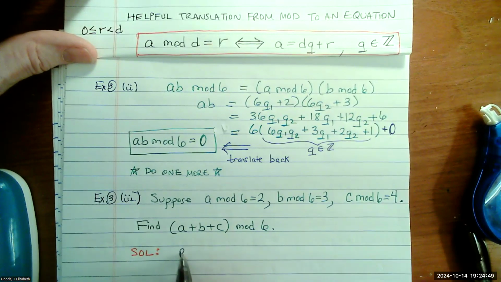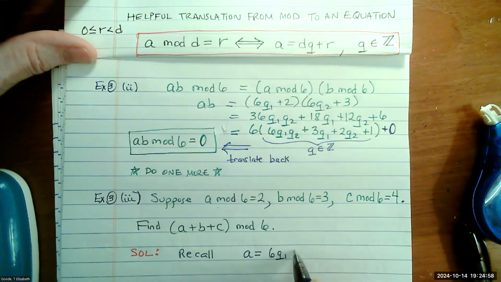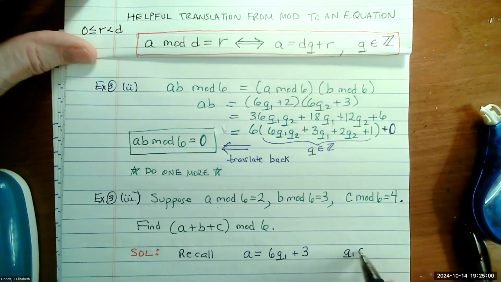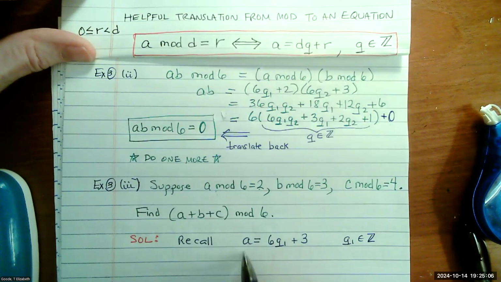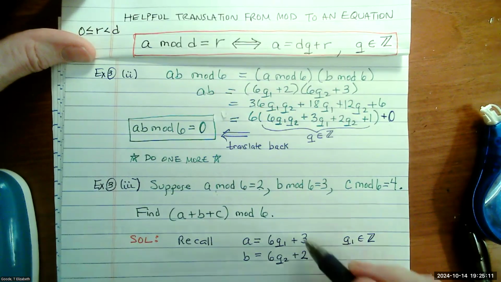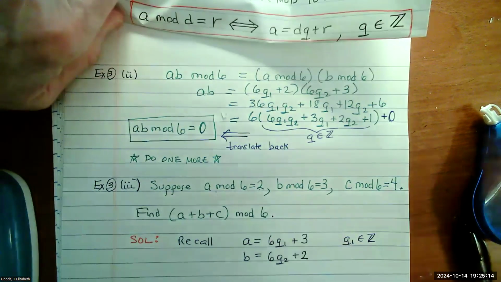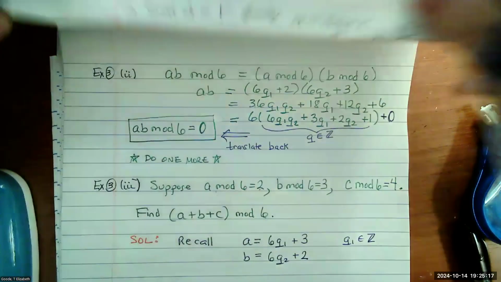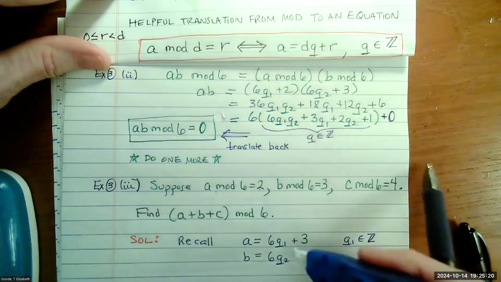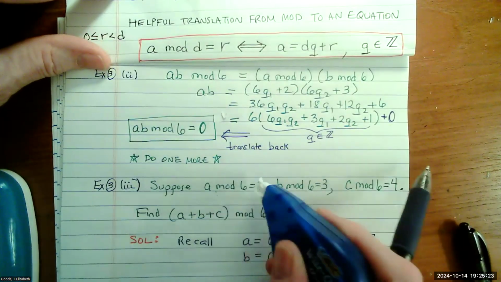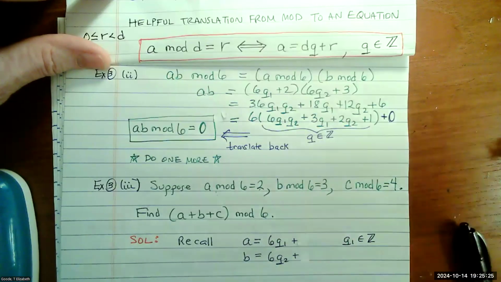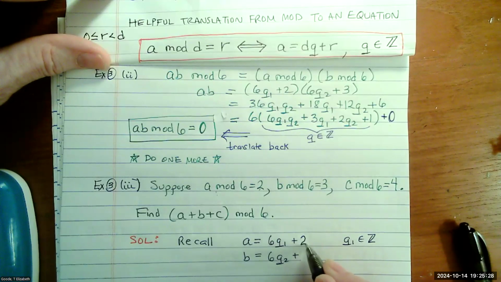So just recall, we have the equations for A and B. Here's what they were. A is equal to 6Q1 plus 3. Q1 is in Z because A mod 6 was equal to 2. B was equal to 6Q2 plus 2. Wait a minute. Do I have this backwards? Ooh, I've got it backwards. A mod 6 was 2, not 3. My bad. This is 6Q1 plus 2.